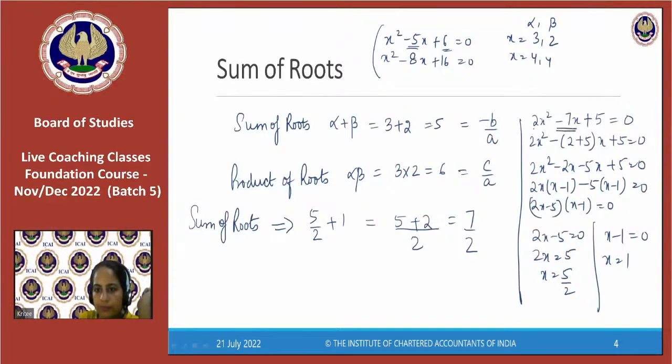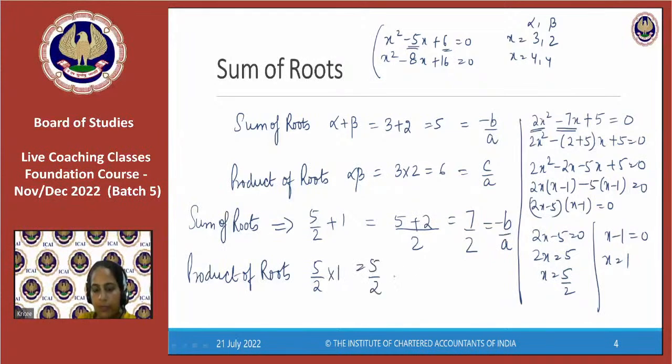See, I have 7, I have 2. So your sum of roots is nothing but minus b by a. Yes, Sheetal, I'm getting your answers. Sum of roots is minus b by a. Likewise, if I have to do product of roots, it's 5 by 2 into 1 gives you 5 by 2. And again, if you see from the equation, 5 is the constant, 2 is the coefficient of x square. So it is equal to c by a.